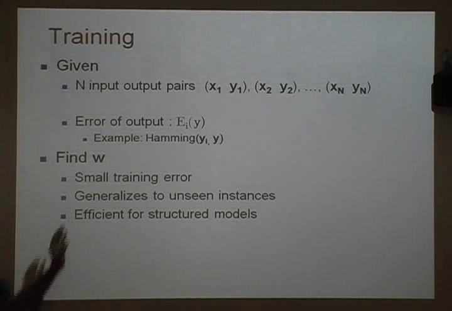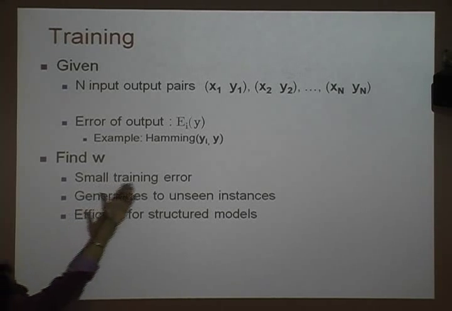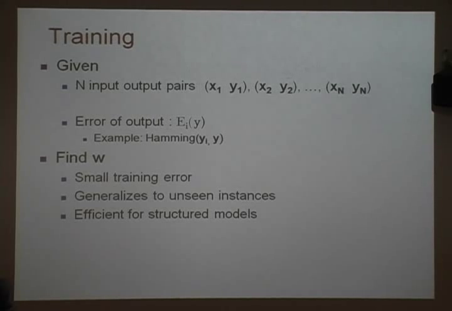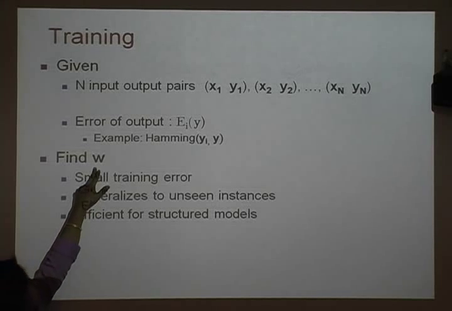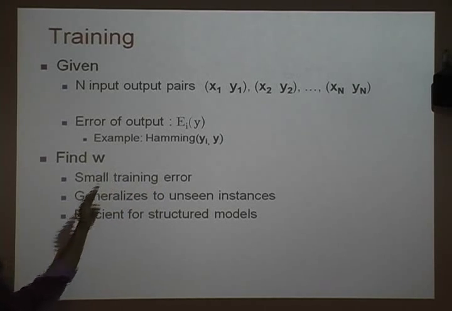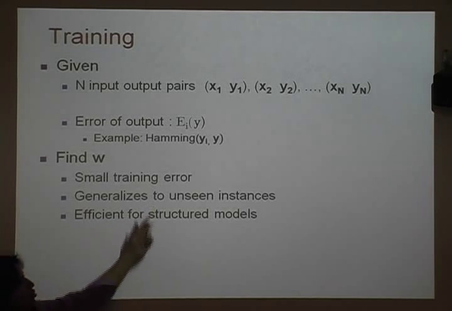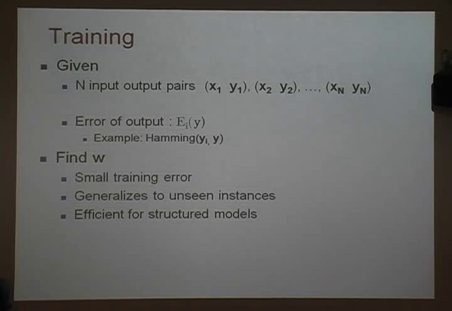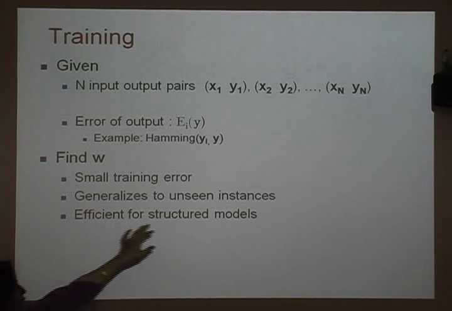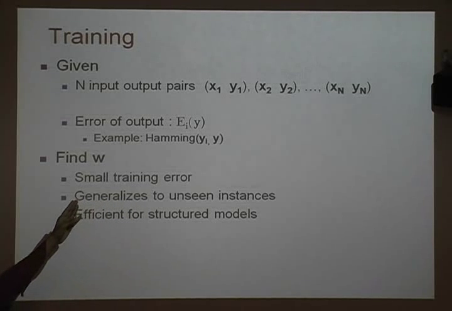So let's assume that you are given this kind of an error function and you are given these pairs of correct input-output. And in the training case, you want to find the W for which the error is minimized on the training data, but of course you are only interested in those W's which will generalize to unseen instances. And for structured learning, we want to do this efficiently while being able to handle the fact that for any given x there can be exponentially many possible y's. So that is the main challenge.